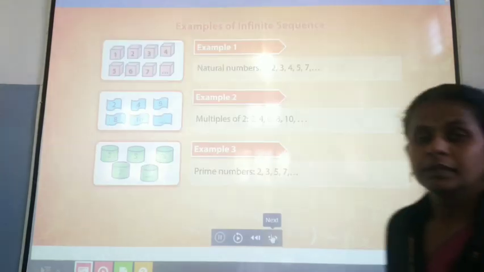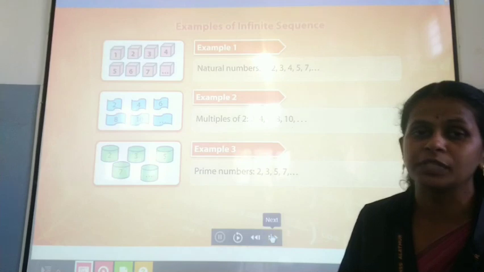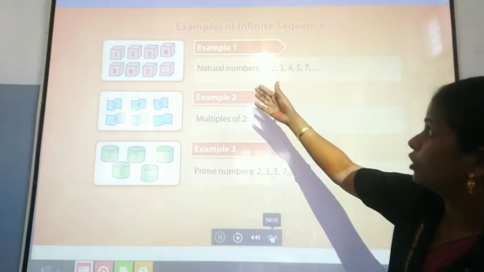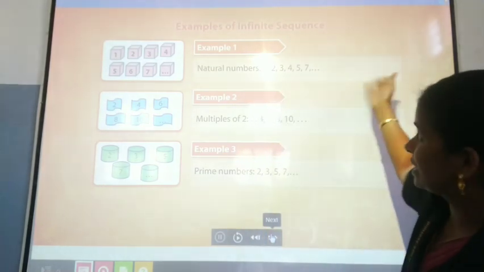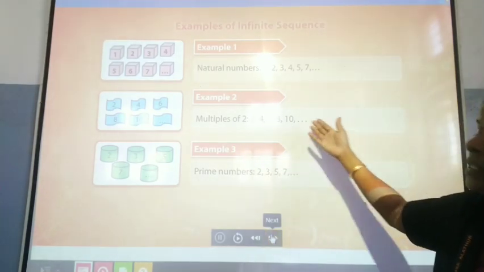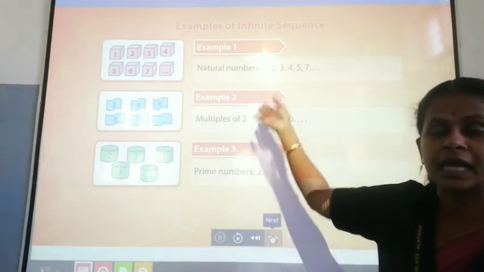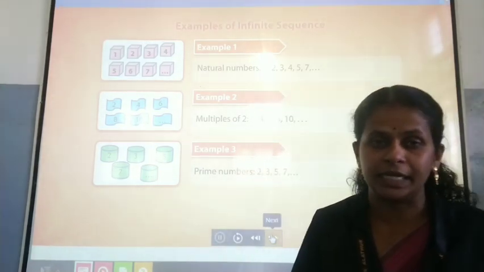The next is examples of infinite sequences. We know the natural numbers: 1, 2, 3, 4 etc. Then multiples of 2: 2, 4, 6, 8 etc. Then prime numbers: 2, 3, 5, 7 etc. These are the examples of infinite sequences.